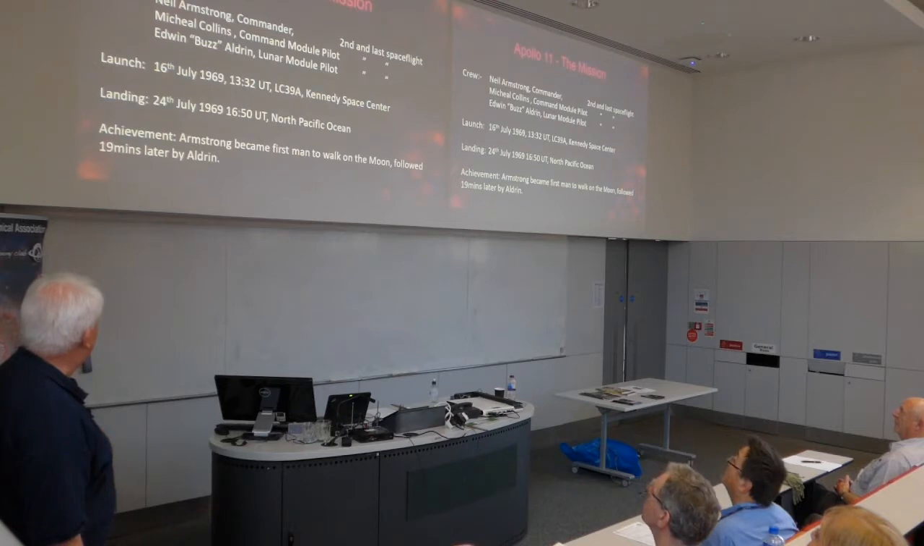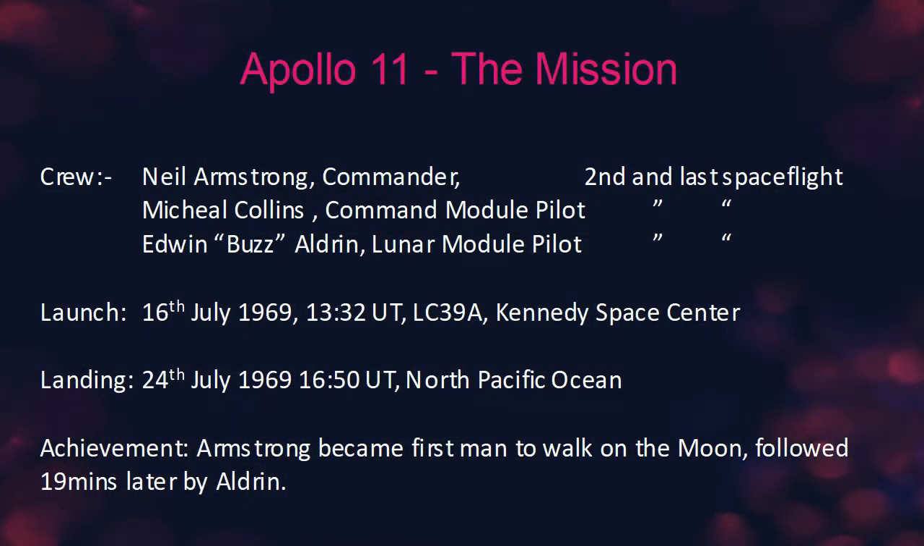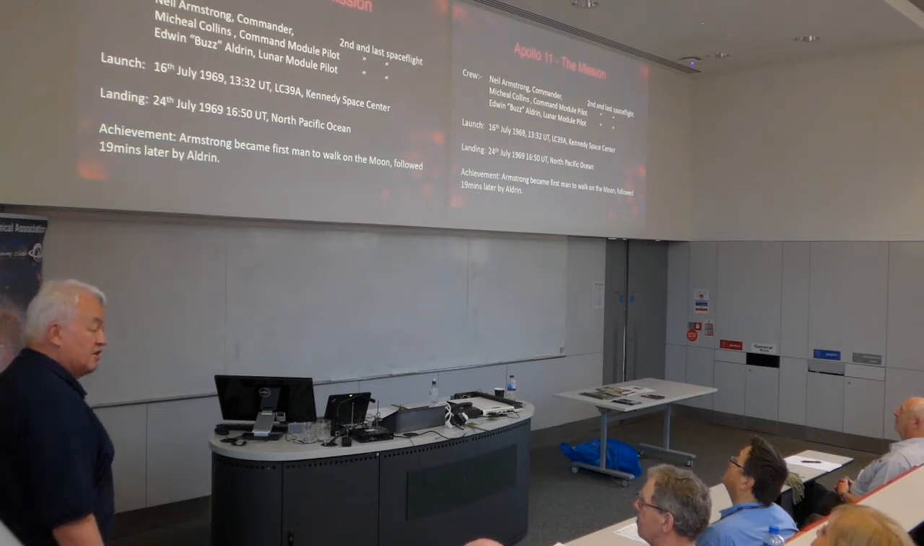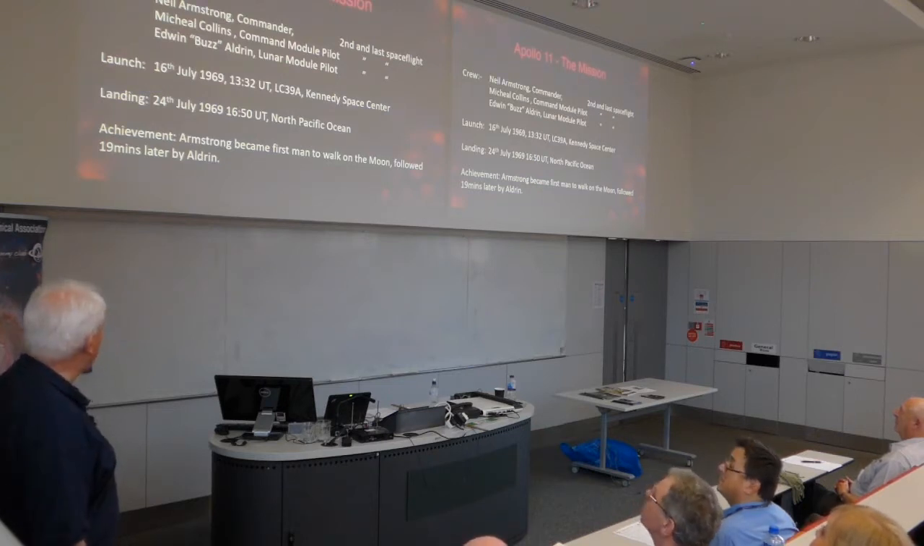A very experienced crew. They'd all been on Gemini before. Neil Armstrong, commander. Michael Collins, command module pilot, so he was the guy who didn't go down to the moon. And Buzz Aldrin was the lunar module pilot. So Armstrong and Aldrin went down to the lunar surface.